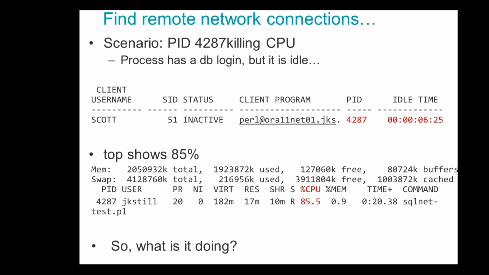So in this case, we have process 4287. It is just killing the CPU. We look at it in this case, it's using 85% of one CPU, as we see down there under the top output. But interestingly, we look at the database information and it's been idle for 6 minutes. It's not doing anything. So you have to wonder, what on earth is it doing that's consuming so much CPU? It's not doing anything in the database.